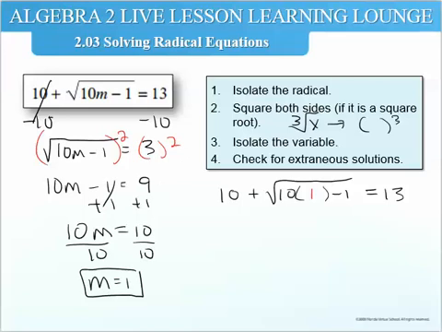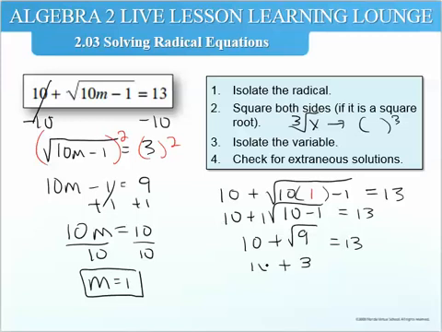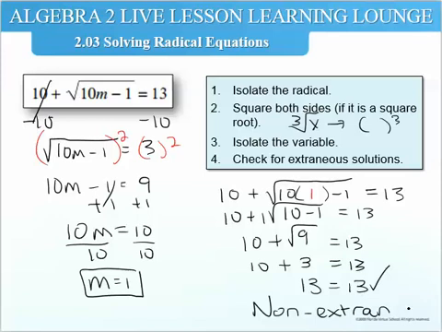So we're substituting our answer in place of x, or m, and we are going to simplify to see if it makes the statement true. So 10 times 1 is 10. 10 minus 1 is 9. Square root of 9 is 3, positive 3, not negative 3. And 10 plus 3 is 13. Since both sides work, we call this a non-extraneous solution. Think of it as non-extra, whereas an extraneous solution is extra. It doesn't belong.